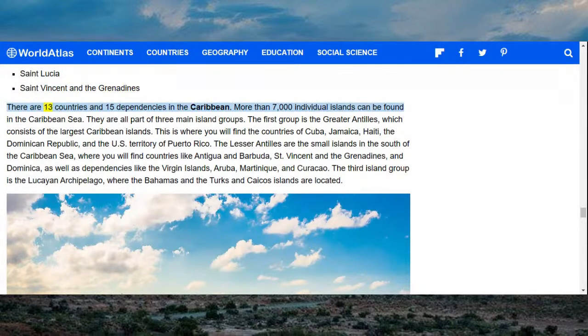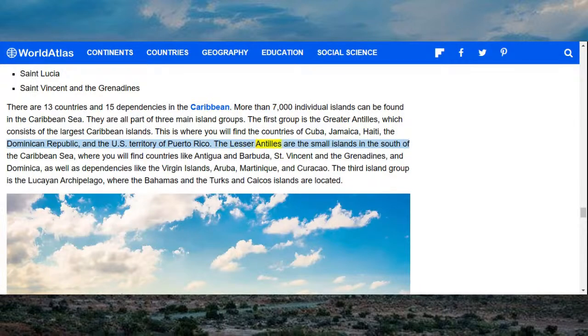There are 13 countries and 15 dependencies in the Caribbean. More than 7,000 individual islands can be found in the Caribbean Sea. They are all part of 3 main island groups. The first group is the Greater Antilles, which consists of the largest Caribbean islands. This is where you will find the countries of Cuba, Jamaica, Haiti, the Dominican Republic, and the U.S. territory of Puerto Rico.